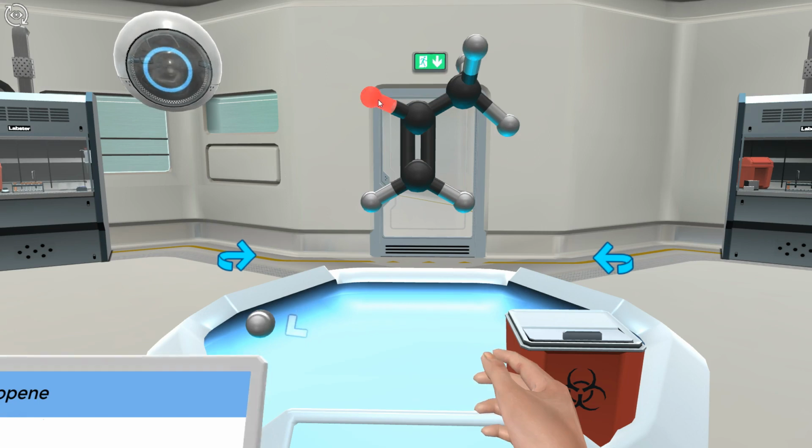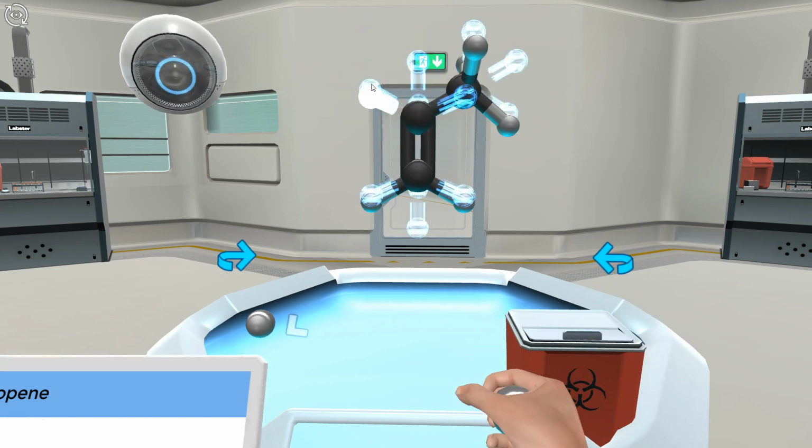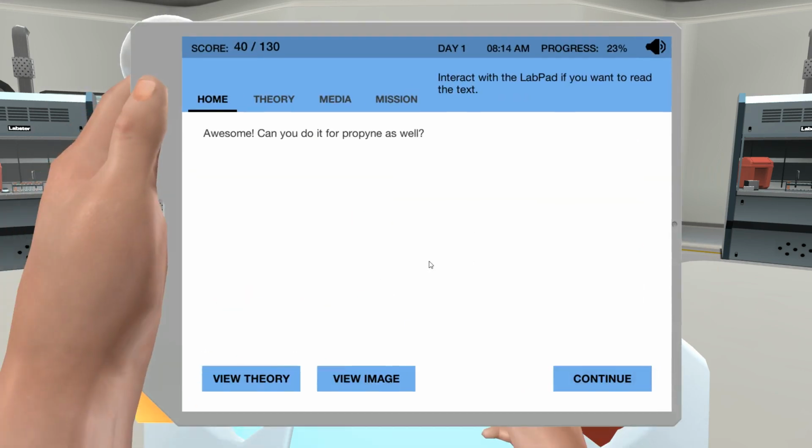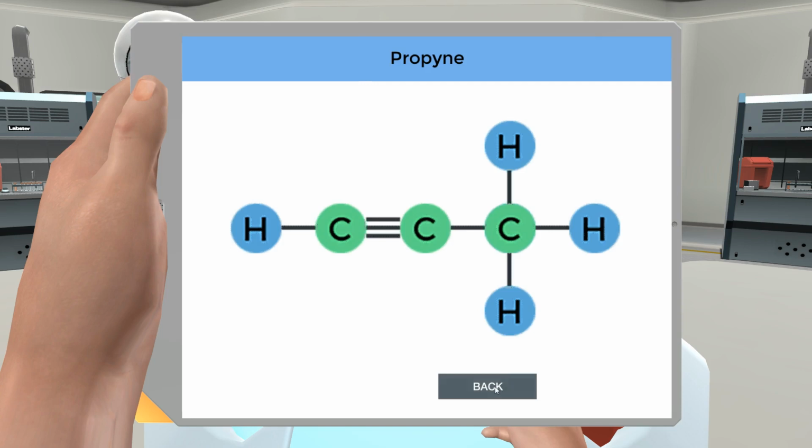Click on the lab pad for more information. Awesome! Can you do it for propane as well?